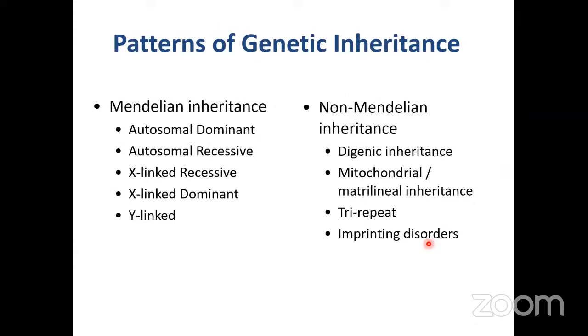Now, pattern of inheritance. We have two types of inheritance: Mendelian inheritance and non-Mendelian inheritance. In Mendelian inheritance, there are autosomal dominant, autosomal recessive, X-linked recessive, X-linked dominant, and Y-linked disorders. There is non-Mendelian inheritance: digenic inheritance, mitochondrial or matrilinear inheritance, trinucleotide repeat disorders, and imprinting disorders. In imprinting also, we see uniparental disomy. So these are non-Mendelian inheritance. They don't follow Mendel. They are outcasts from Mendel, so they are called non-Mendelian inheritance.